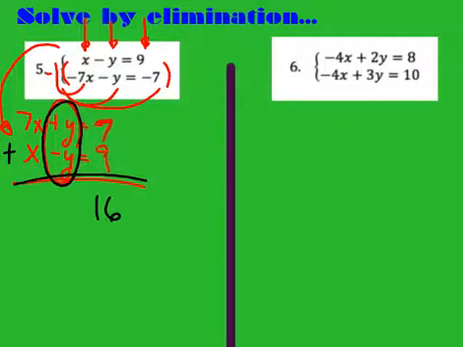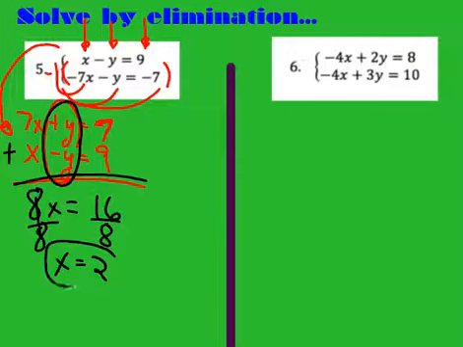9 plus 7 is 16. 7 plus 1 is 8x. Divide by 8. Divide by 8. Put an equal sign. x equals 2. If x equals 2, 2 minus y equals 9. Subtract 2. Subtract 2.